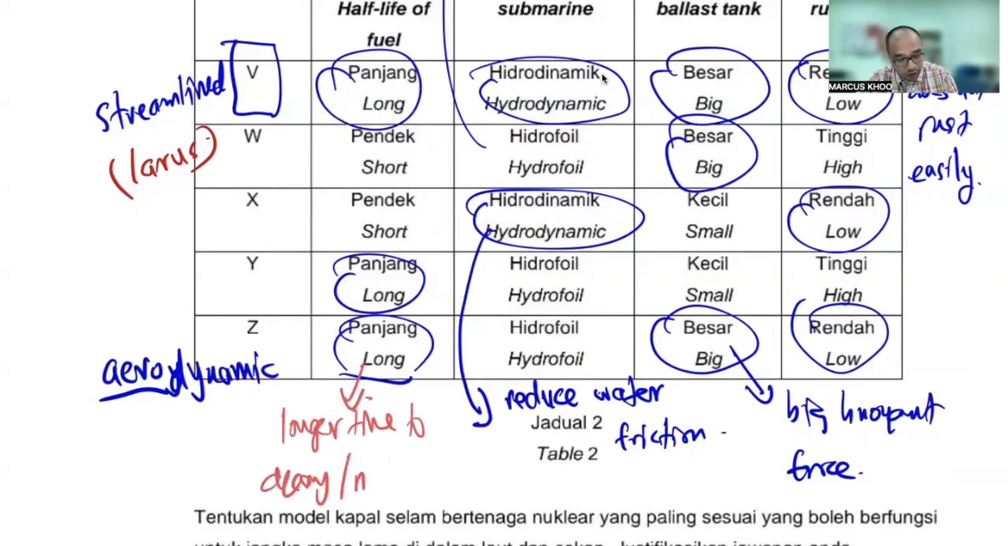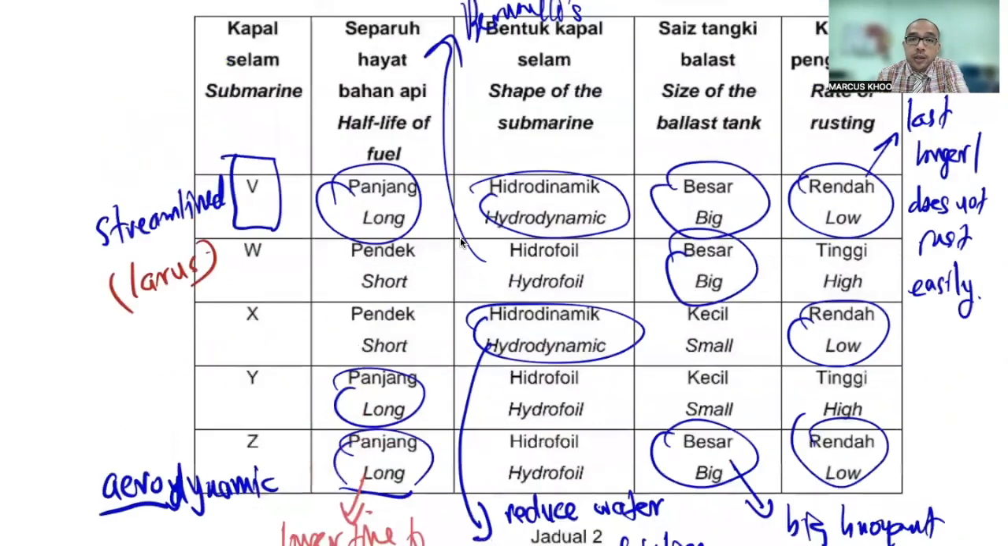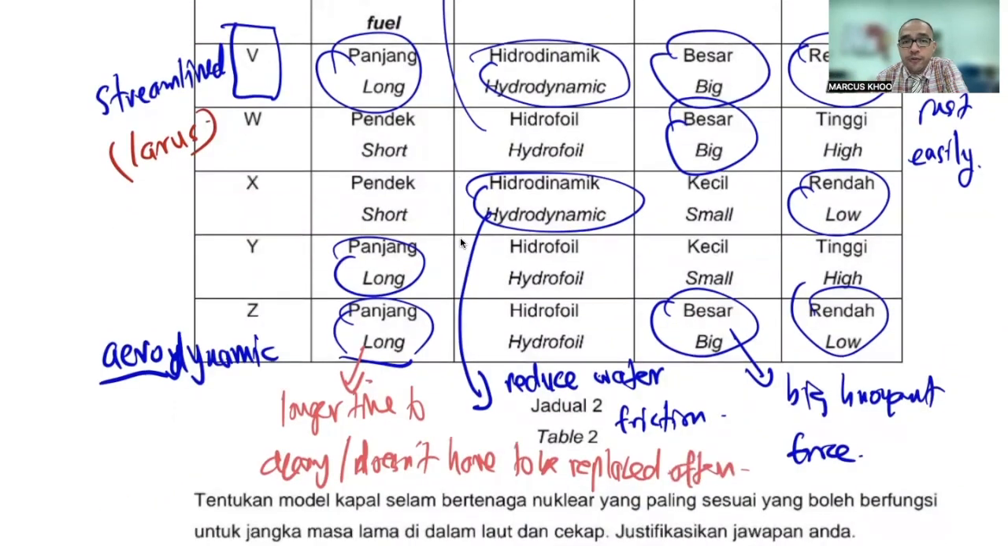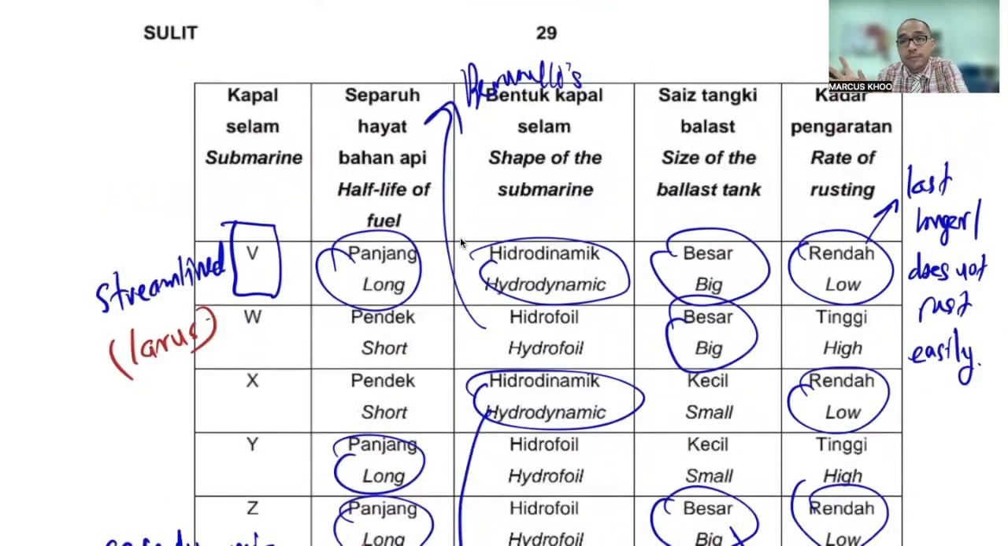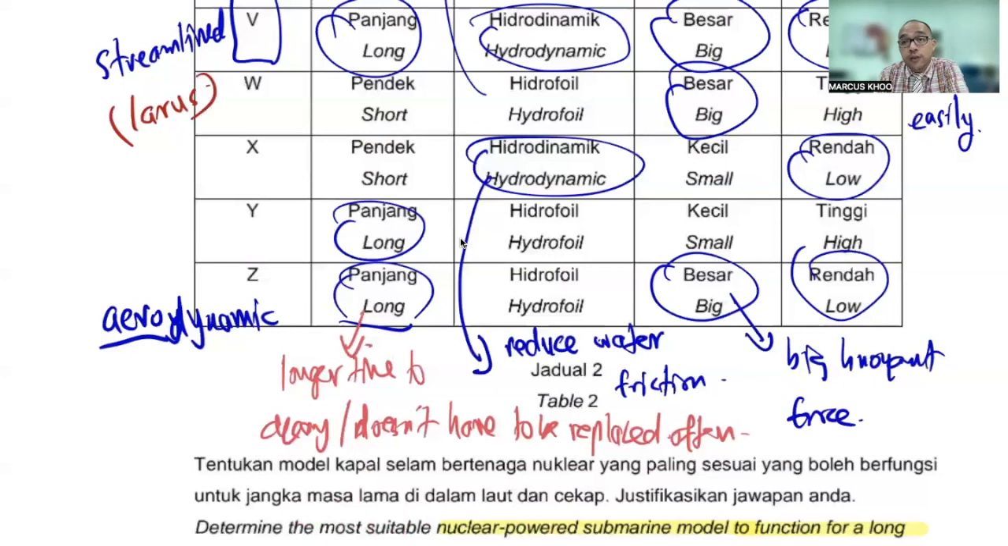It doesn't have to be replaced often lah. So we have a long half-life so that you don't have to replace it so often. Okay, it doesn't have to be replaced too often, or it takes a longer time to decay. All these are valid reasons lah. Now the shape of the submarine should be hydrodynamic lah, not hydrofoil. Hydrofoil is actually to do with Bernoulli's principle, not really to do with submarine. So hydrodynamic, and the reason is to reduce water friction.